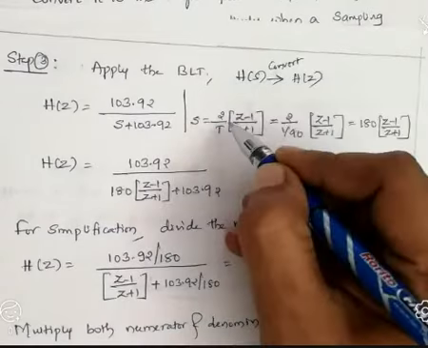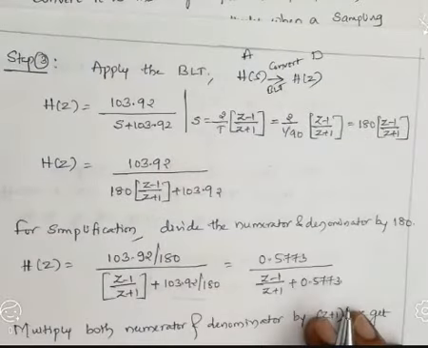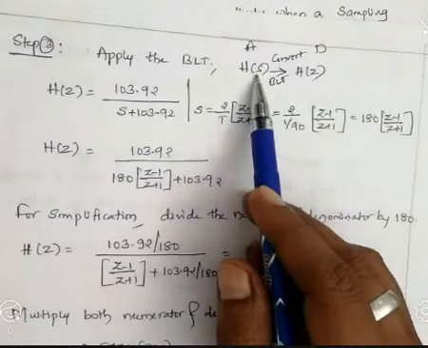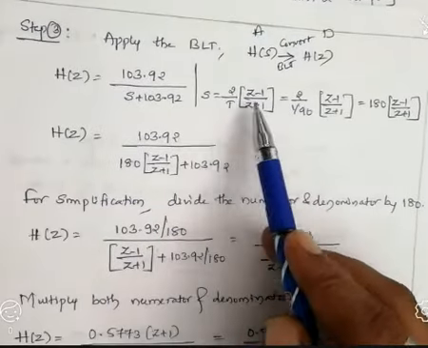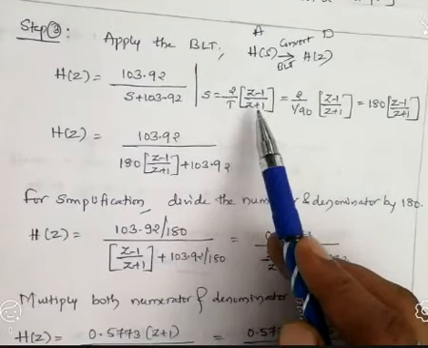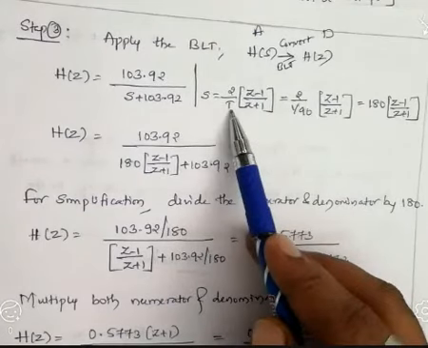Convert the analog filter to the digital filter by using the BLT method. Using the BLT method means H(z) equals H(s), where wherever s is there, s is replaced by 2 divided by T multiplied by (z minus 1) divided by (z plus 1). T is already calculated, T is 1 by 90. Hence, after simplification, s is replaced by 180 multiplied by (z minus 1) divided by (z plus 1).